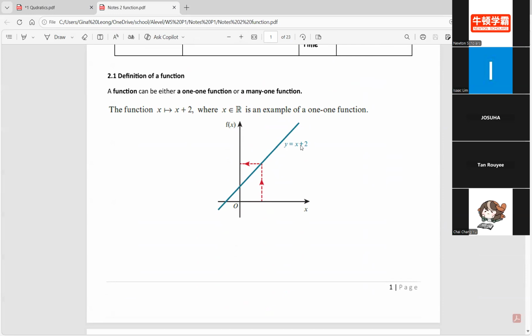Is it done for your chapter 1? Shani, you finish? Yeah. Okay. So we move to chapter 2.